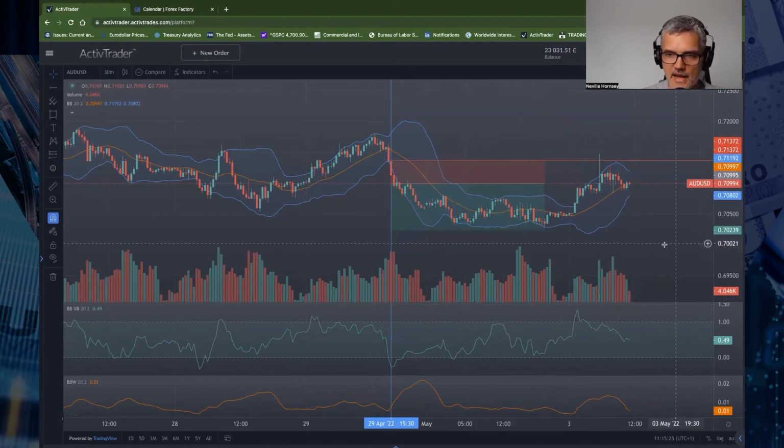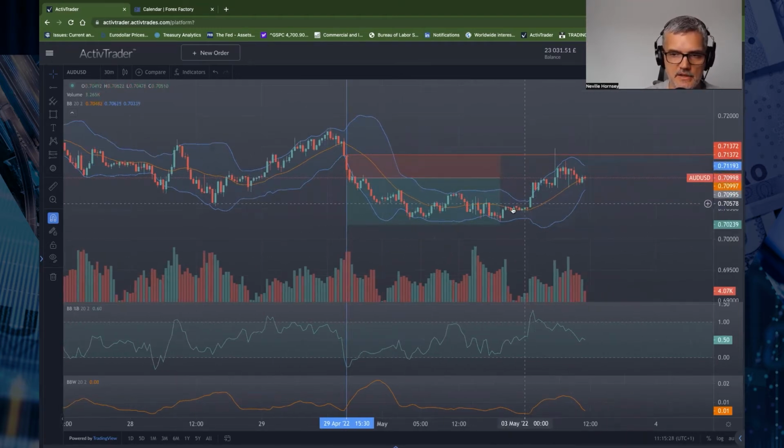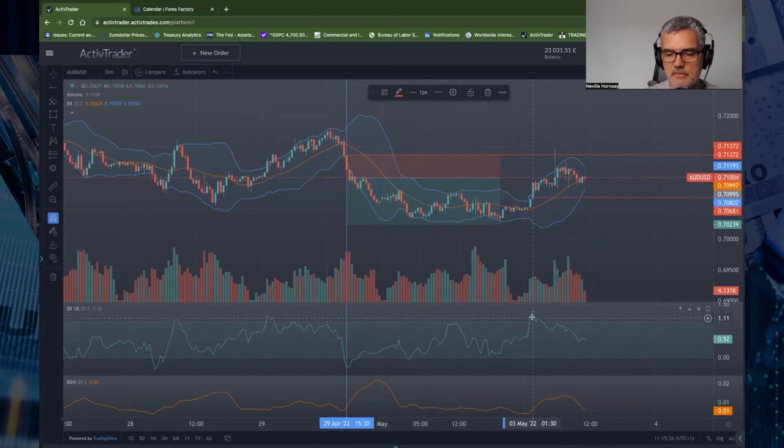Now, obviously, we had a breakout to the upside here. So if I look here, we had this signal candle. We had a period of compression. Then we had the confirmation that price action had got out of the volatility bands, closed above that. So we're looking to go long.